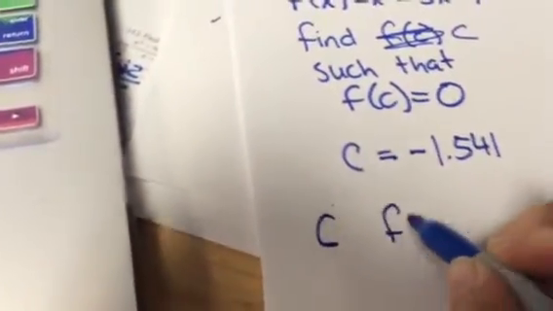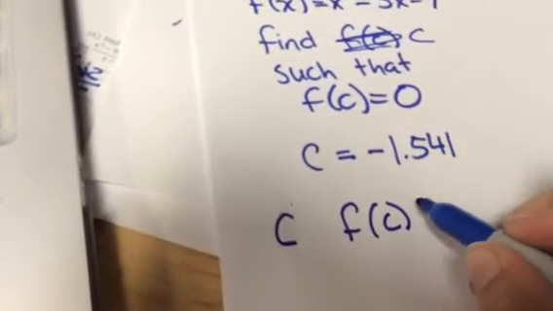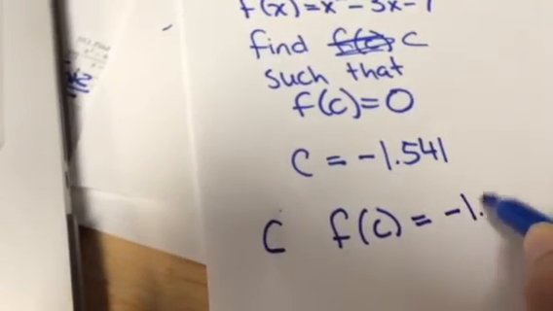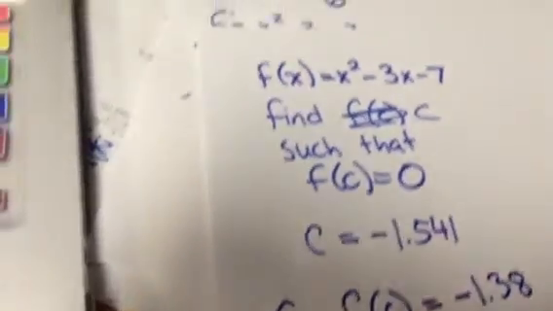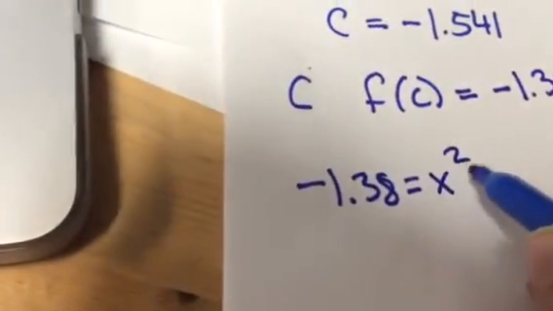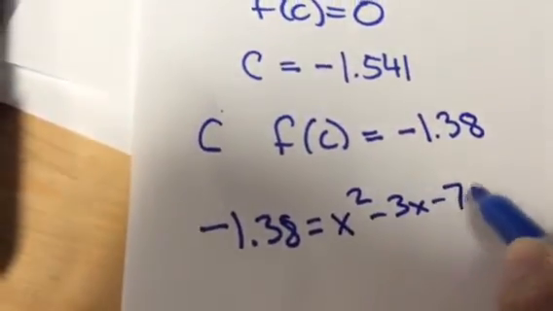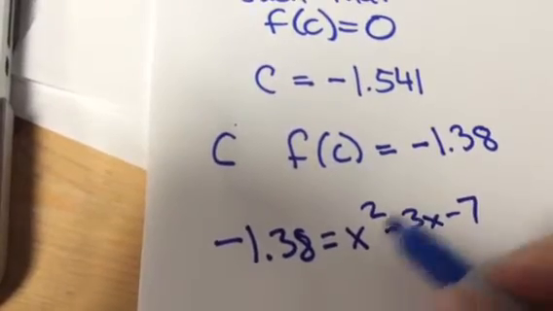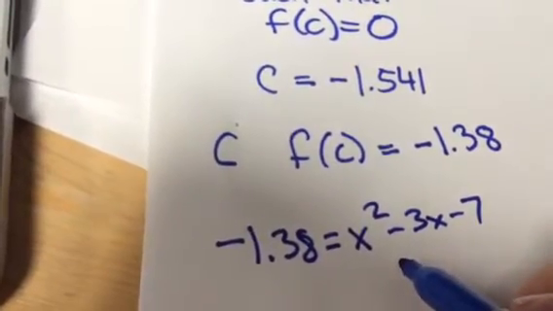There's one more thing you might have to do. You might have to find a value such that, find c such that f of c, for example, equals, I don't know, negative 1.38. Well, for sure I don't want to try to solve this by hand, because that would mean doing negative 1.38 equals the original function, x squared minus 3x minus 7. Yeah, that's going to be difficult. So I'm going to use my calculator.